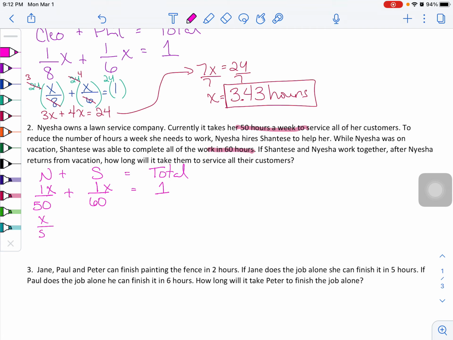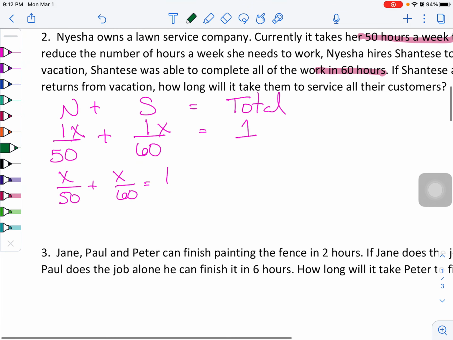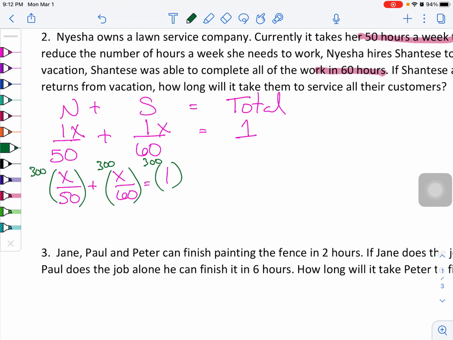So I'm going to go ahead and say X for Naisha, X for Shantice, and go ahead and call it together, or add it together. So X over 50 plus X over 60 is equal to 1. I want my LCD here. My least common denominator for 50 and 60 is going to be 300.